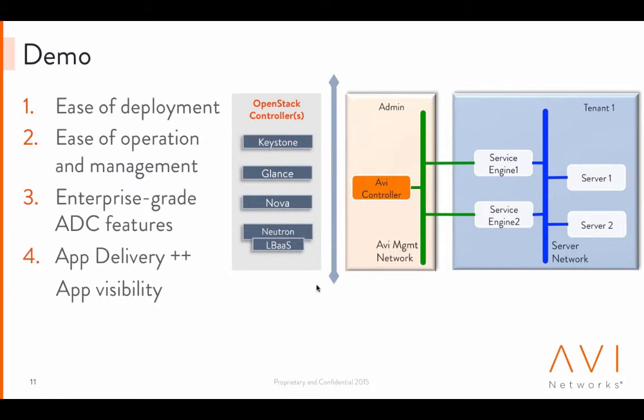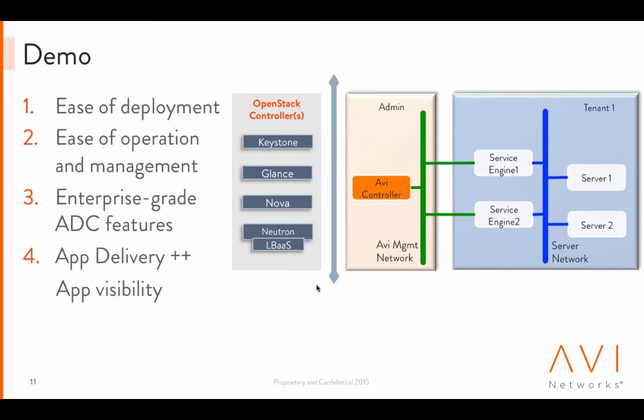So as a tenant, as a user using OpenStack, I don't need to depend on admin to get enterprise ADC features in my tenancy, and I don't need to do a lot of management or develop another orchestration system to create an enterprise ADC in my tenancy. I can just use AVI and get everything automated.